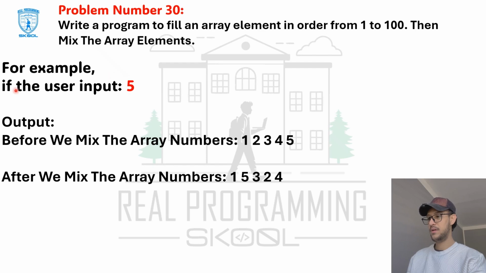If, for example, the user inputs 5, the output should be, before we mix the array numbers, 1, 2, 3, 4, 5, because the user inserted 5. So print the numbers in order from 1 to 5. After we mix the array numbers, 1 is replaced by 5, 2 by 2, and 4 by 5. So we shuffle them, we mix them, okay? Now let's go to Visual Studio to see how we're going to convert this requirement into code. It's easy and simple and fun. Let's go to Visual Studio to see how we build the program.